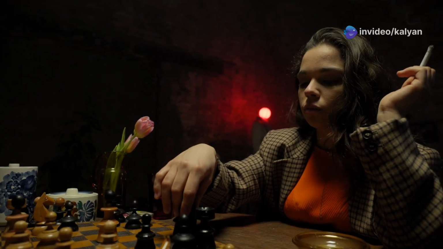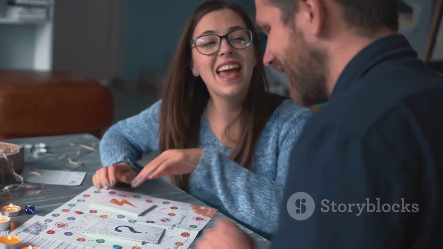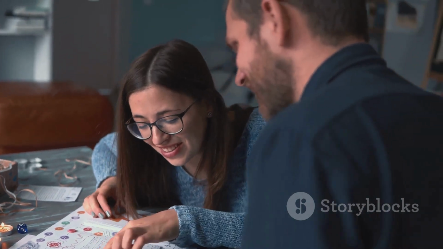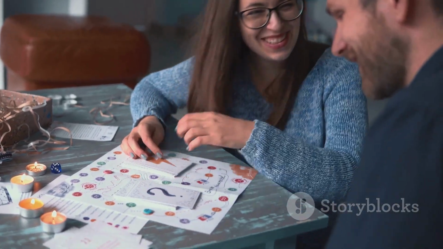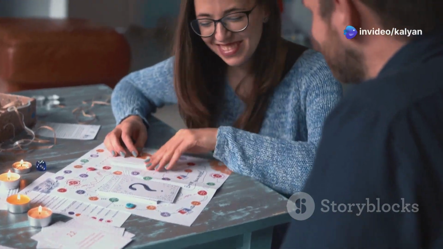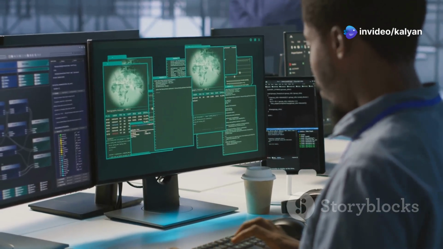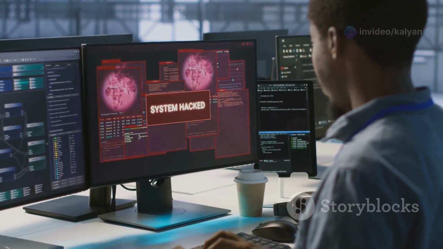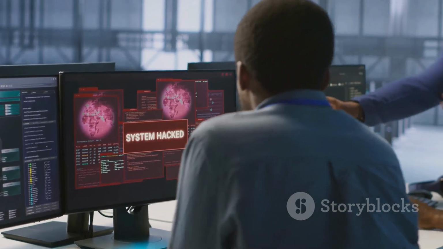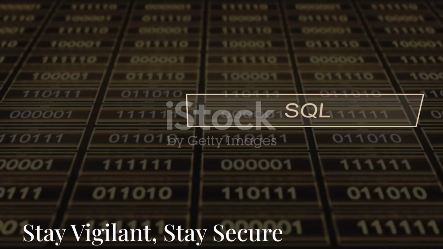Think of it like a game of Guess Who. The attacker asks yes or no questions about the characteristics of a hidden character, gradually narrowing down the possibilities until they can confidently identify their target. Boolean-based blind SQL injection works in a similar way, using true or false responses to unveil the secrets hidden within a database.